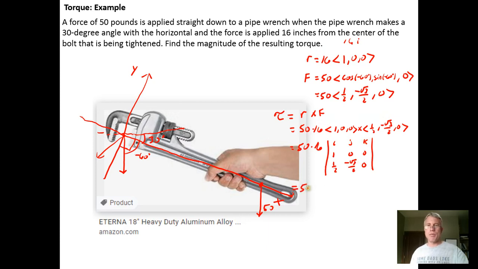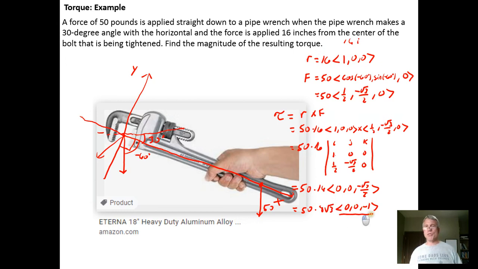The torque vector is going to be 50 times 16 times, and then we need to do our calculation for the k component. We get 0, 0, and now something in the k. Cross row 1, column 3, we get 1 times negative root 3 over 2 minus 0 times 1/2, which is just negative root 3 over 2. And then from here you play the same game that we did the last time. Factor out a root 3 over 2, which will halve the 16 to an 8 and give us a square root of 3 times the vector 0, 0, negative 1.